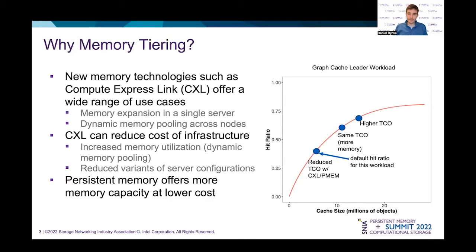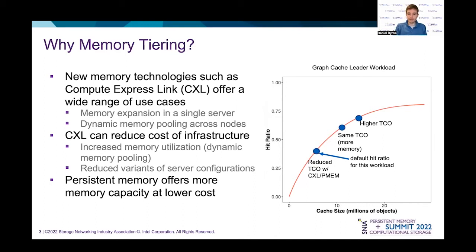So why memory tiering? We have new memory technologies such as CXL that offer a wide range of use cases. We could do memory expansion in a single server, or we have dynamic memory pooling across nodes. CXL and PMEM can reduce the cost of infrastructure. CXL can increase your memory utilization, so we can make use of memory that was previously underutilized, or we can use persistent memory to offer larger capacity at a lower cost compared to DRAM.